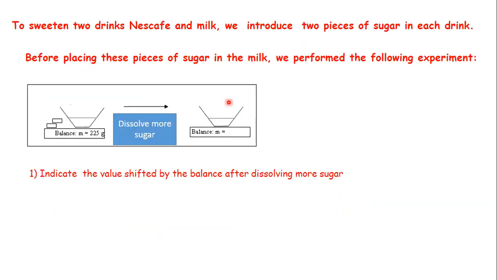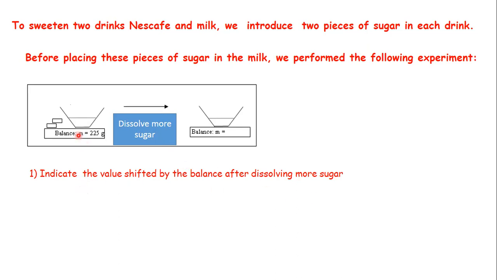Another question. To sweeten two drinks, Nescafe and milk, we introduce two pieces of sugar in each drink. Before placing the pieces of sugar in the milk, we perform the following experiment. We have a balance, okay? And we dissolve more sugar other than the two pieces of sugar that we noticed previously. Indicate the value shifted by the balance after dissolving more sugar.